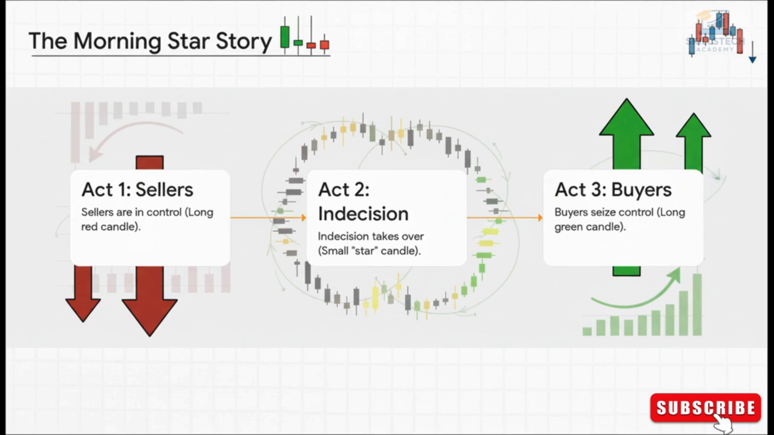And then for the grand finale in Act 3, a big, long green candle appears. The buyers have stormed the stage and taken complete control. The evening star, by the way, tells the exact same story, just in reverse, at the top of an uptrend.